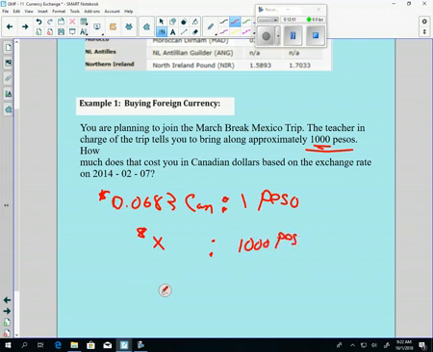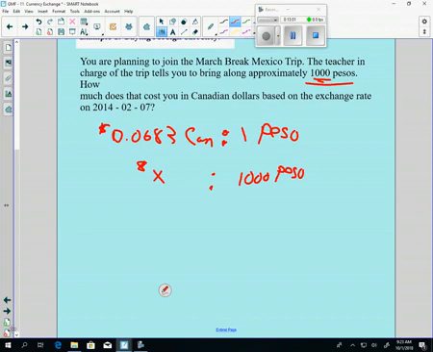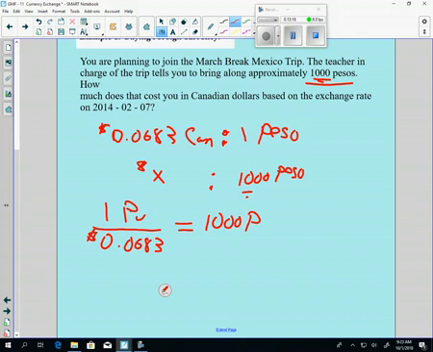You can set up 2 proportional statements like that. We've been doing this before. So now we can set it up as a statement here. So I can take 1 peso over $0.0683 equals how many pesos I'm going to buy? 1,000. Always remember you have to have the same units at the top. If I have pesos on the top, I've got to keep it on both sides. Over, and this time I want to know how much Canadian dollars I'm going to get for that.